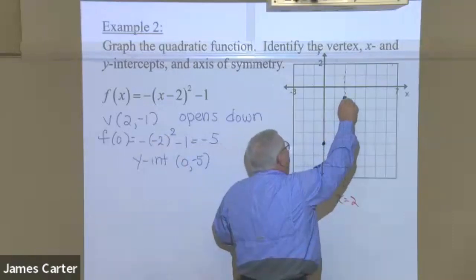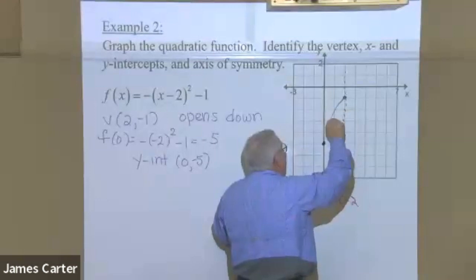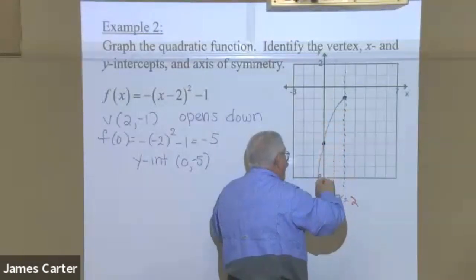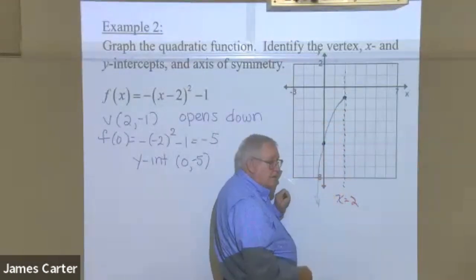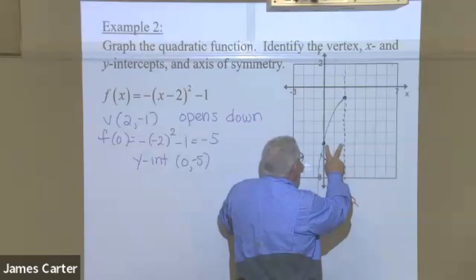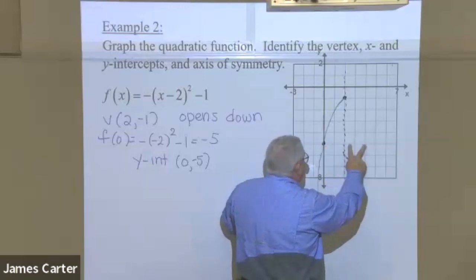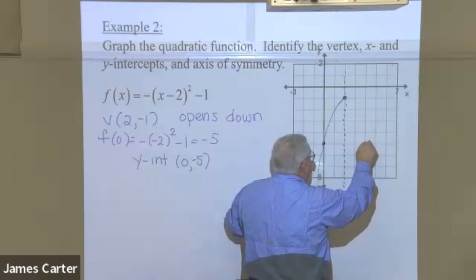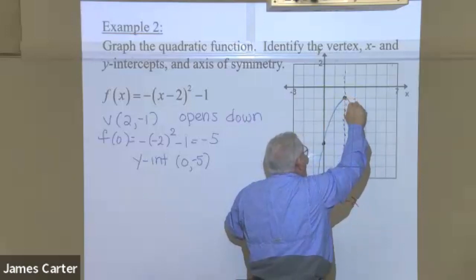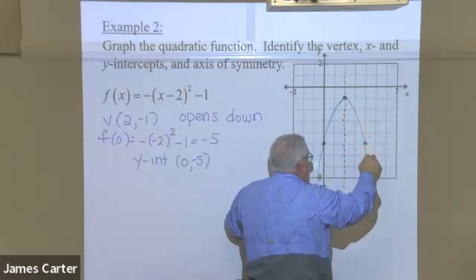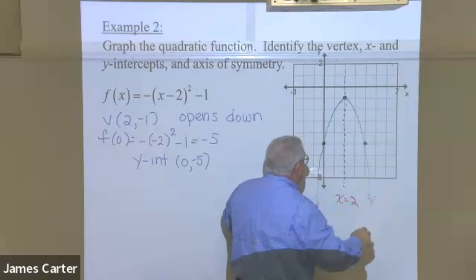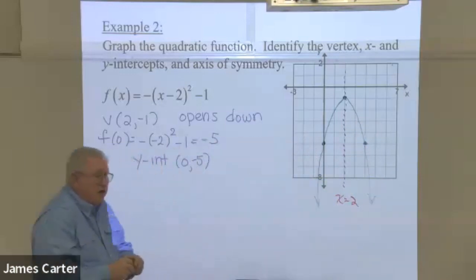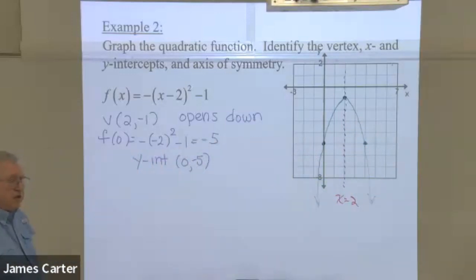Well, here's our vertex. This thing's going to come down like this, through here, and on down like that. 2 over here, so 2 over there. So this one would come down just exactly the same way. And that's what our graph is going to look like on this equation, without doing any more work.